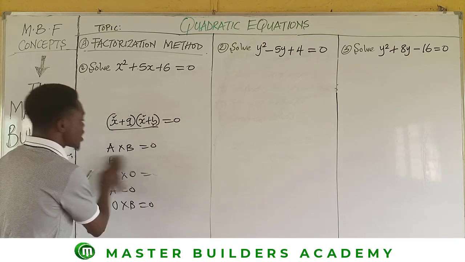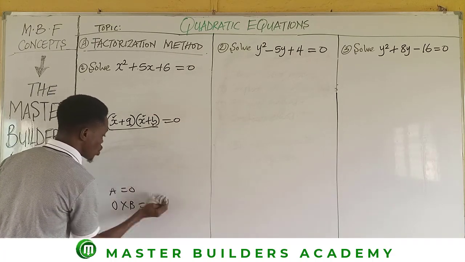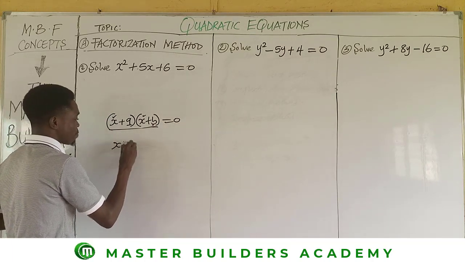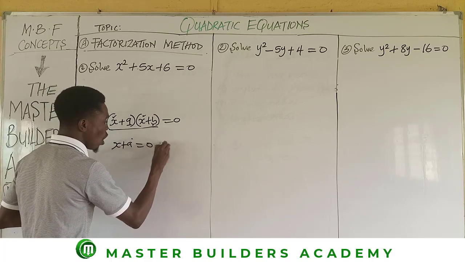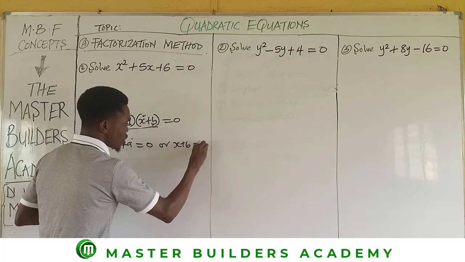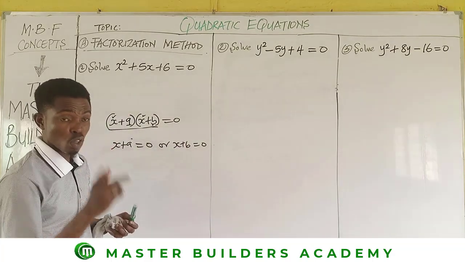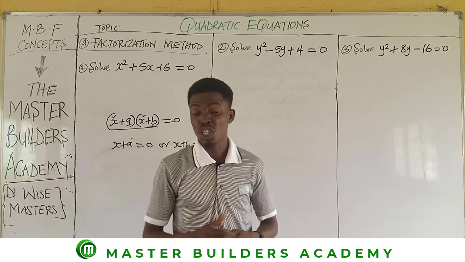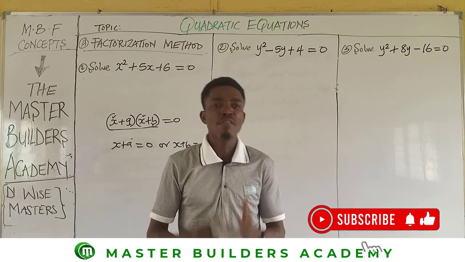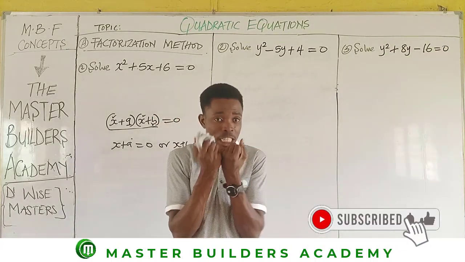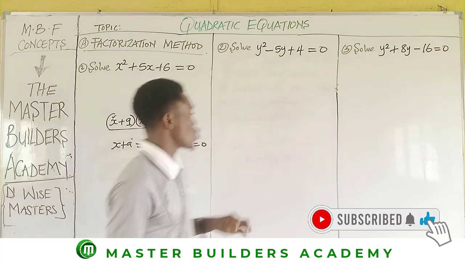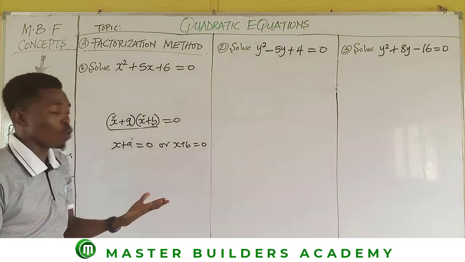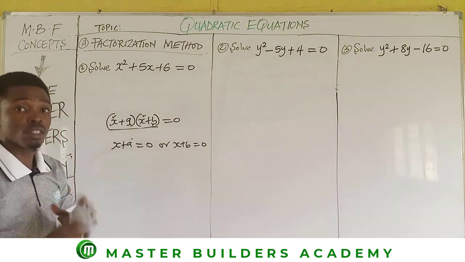So what do we mean here? Since we do not really know which of these equations will turn out to be 0, then we will assume either the first bracket is equal to 0 or the second bracket is equal to 0. So please don't forget, this is a condition that you must know anytime you are solving quadratic equation by factorization method. Having factorized the quadratic expression effectively, the next thing you do is to assume either the first bracket to be equal to 0 or the second bracket equal to 0 for the product of these two functions to be 0.